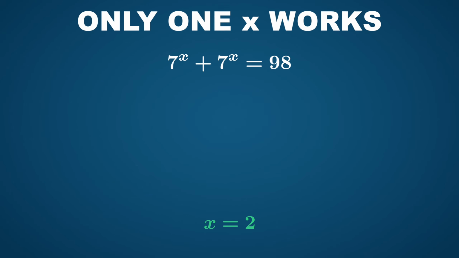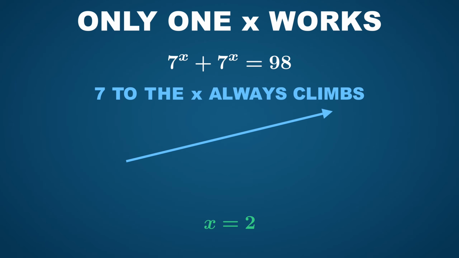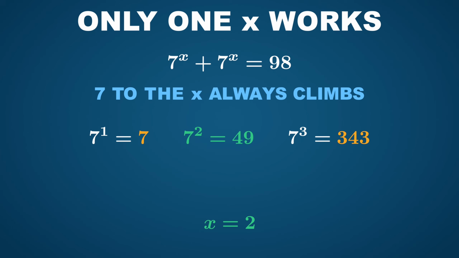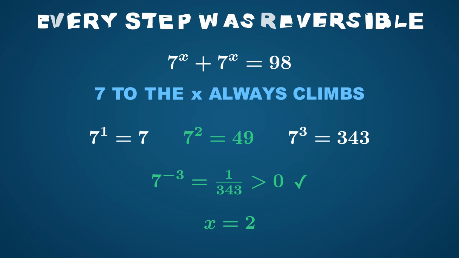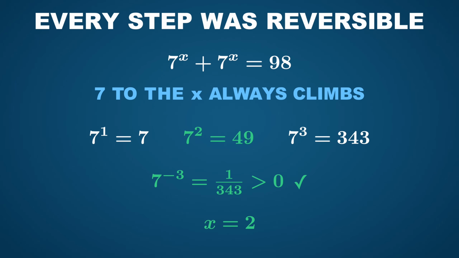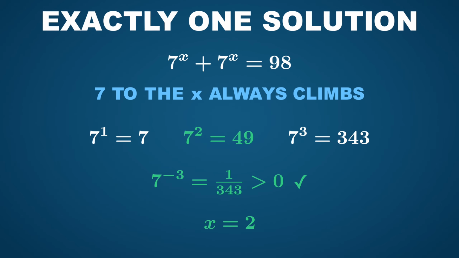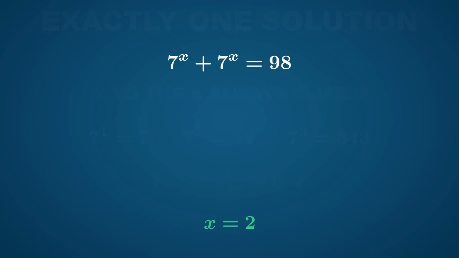It also makes sense that only one exponent can succeed here. As x increases, the value of 7 to the x always climbs. For instance, 7 to the 1 is 7, while 7 to the 3 is already 343. For very negative x, the power shrinks towards 0 but stays positive. A value that only climbs can cross the level 49 exactly once. Every step we took was reversible, so no solution slipped away. So on the real line, x equals 2 is the one and only solution.